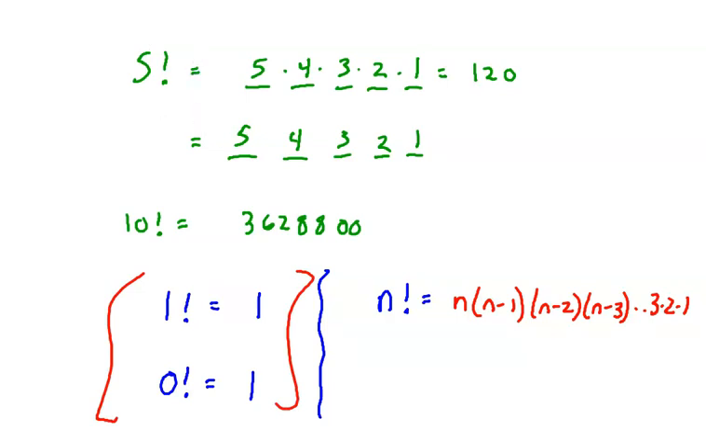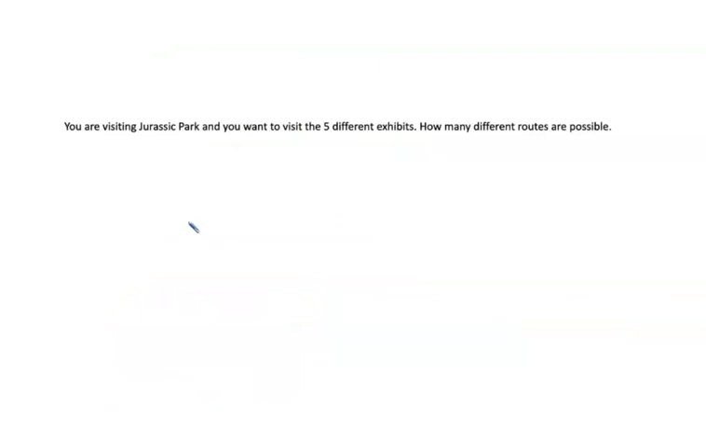Before I close out this video, let me look at one more example, another common scenario that's looked at with factorials. This example is you are visiting Jurassic Park and you want to visit the 5 different exhibits. How many different routes are possible? A common example with factorial is this type of example: the different paths that you're traveling.